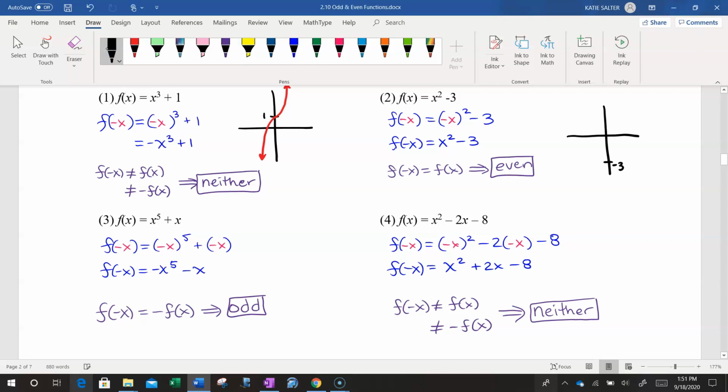Therefore, it is still symmetric about the y-axis, which is what even functions are. If you do number 3, I know you don't know that graph right off the top of your head, but if you looked at it, you would see it. And then number 4 is a parabola, but because it has that linear term, that parabola has definitely been shifted over to the right some, so it wouldn't be symmetric about the y-axis or the origin.